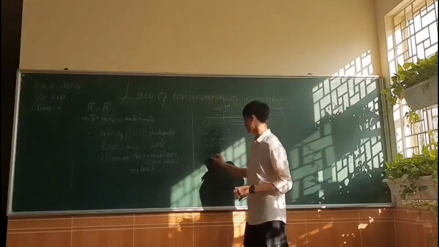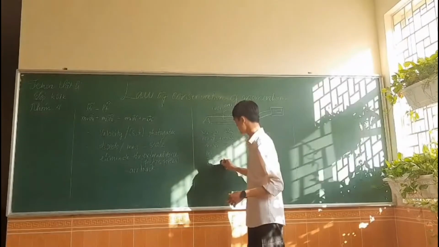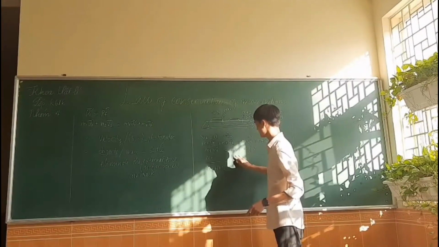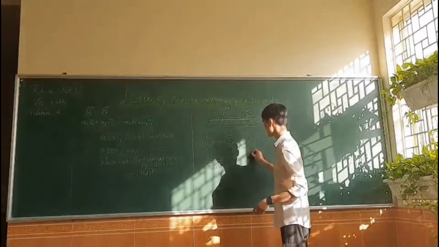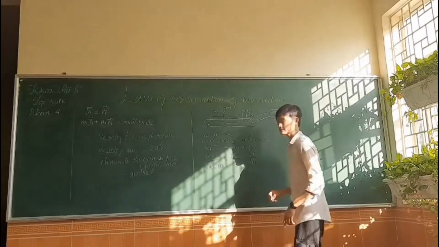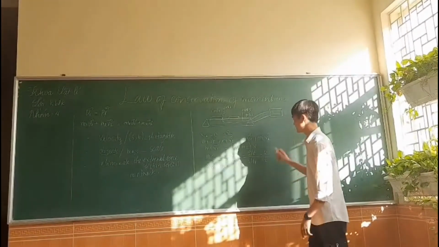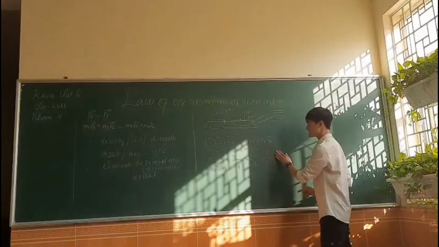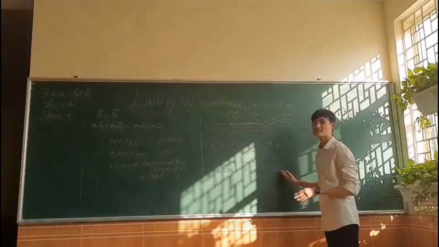We have m1 over (m1 plus m2) equals v, the common velocity, over v1, which equals s over t. This means the ratio equals t1 over t2, where t1 is measured by the first photogate and t2 is measured by the second photogate. It is the common velocity.